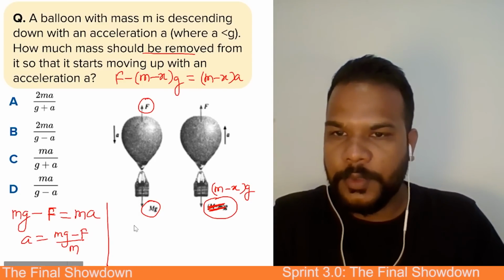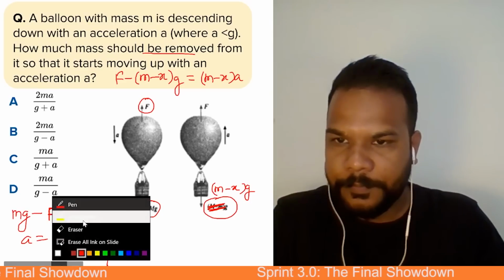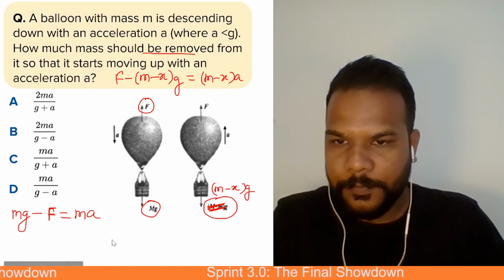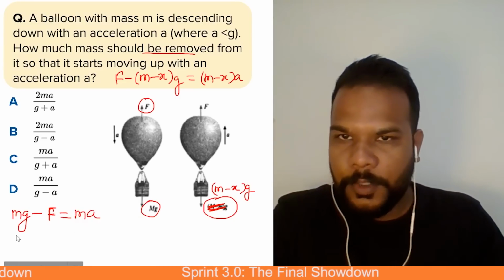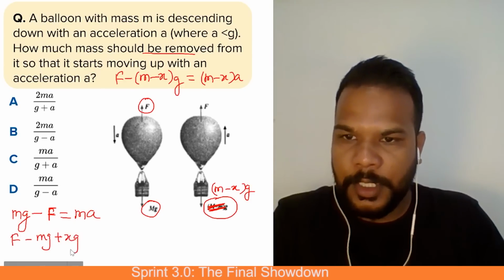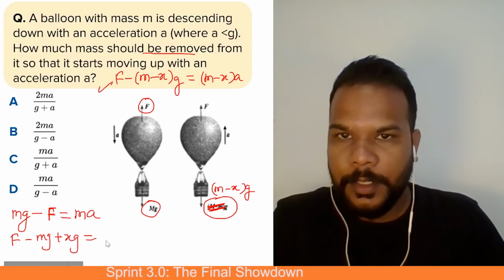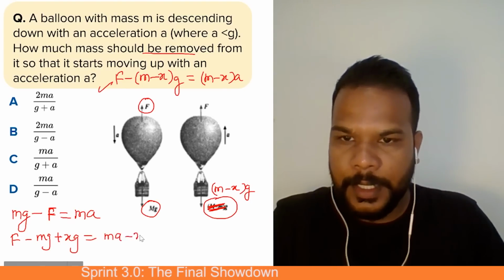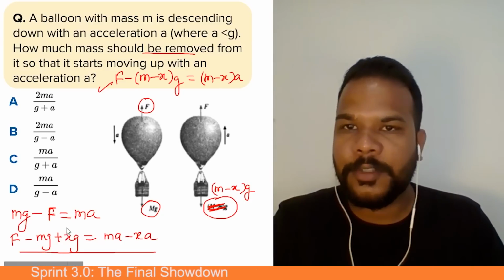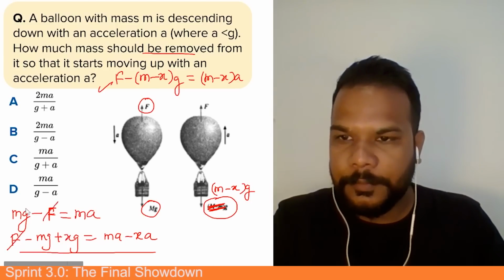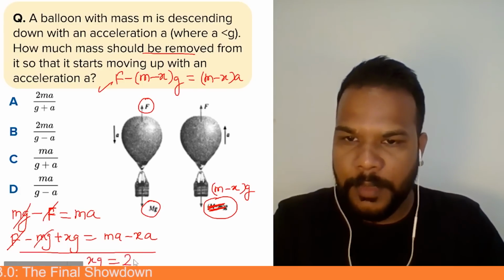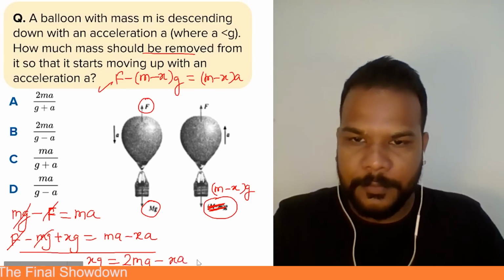So दोनों equations use कर लेते हैं. एक काम करते हैं. And जो cancel होता है, उसे cancel कर देते हैं. Okay. So from here, I'll write it as F minus mg plus xg. ये equation लिख रहा हूँ मैं यहाँ पे is equal to ma minus xa. दोनों equations को add करके I'm trying to find out the value of x, which is the mass to be removed. So F gets cancelled, mg gets cancelled. I have xg equal to 2ma minus xa.